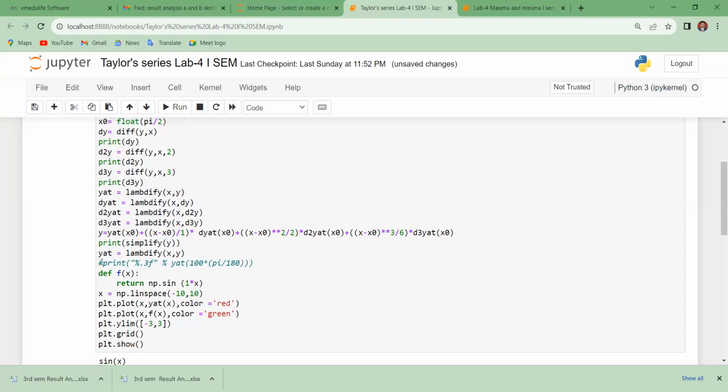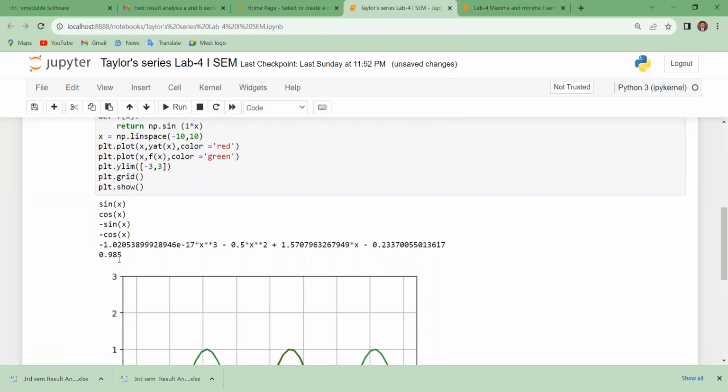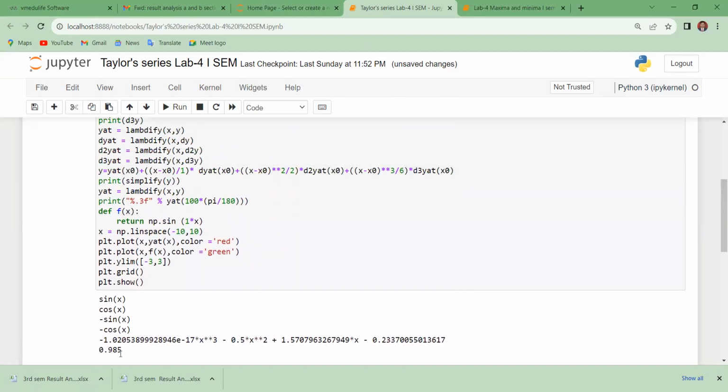So it is a simplified step. y at lambdify x. Lambdify means we are assigning x value to y. Okay, so defining, just remove this hash and run. After lambdifying x, we are assigning x value to y. So what happens? It simplifies and gives 0.985, the total value of this.